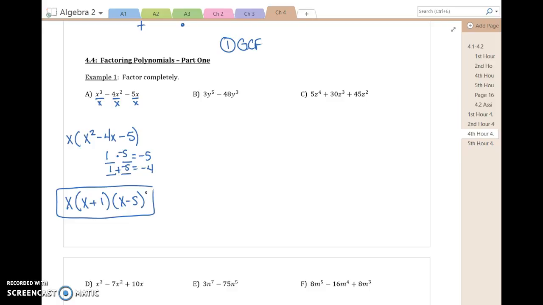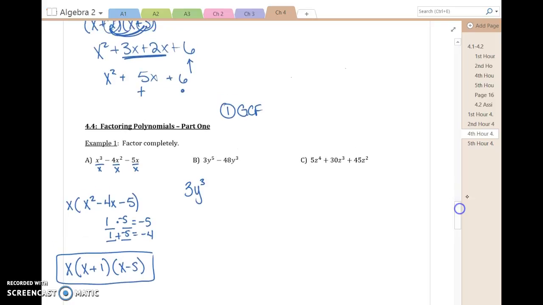Get started on B on your own. See if you can figure out what the greatest common factor is for B. These two things, we can divide both of them by 3 and y to the third. If you're struggling with finding what the greatest common factor is, please let me know. Come into Wildcat Hour, come in before or after school, or ask me during work time. I have ways to help you figure out what the greatest common factor is.